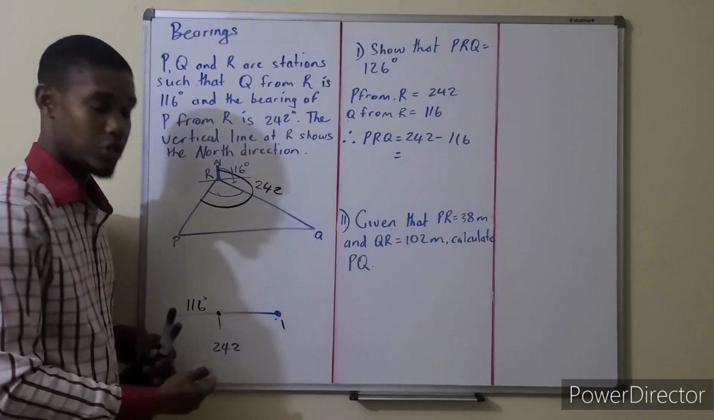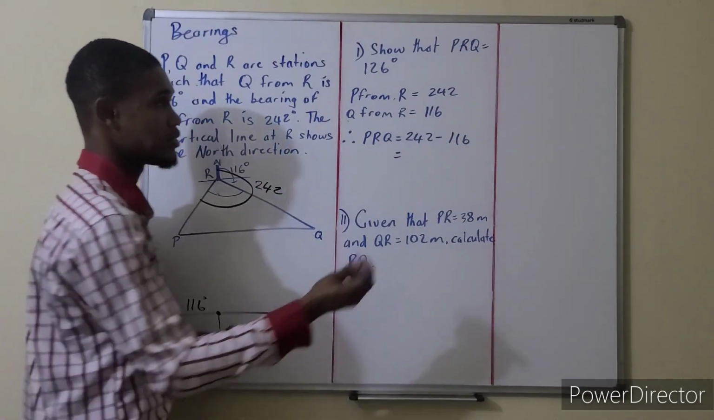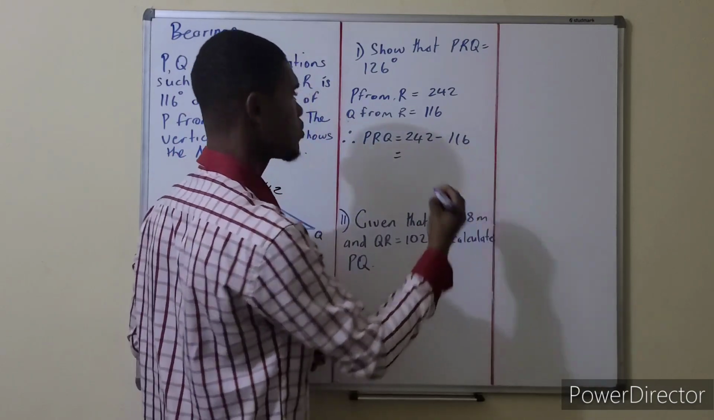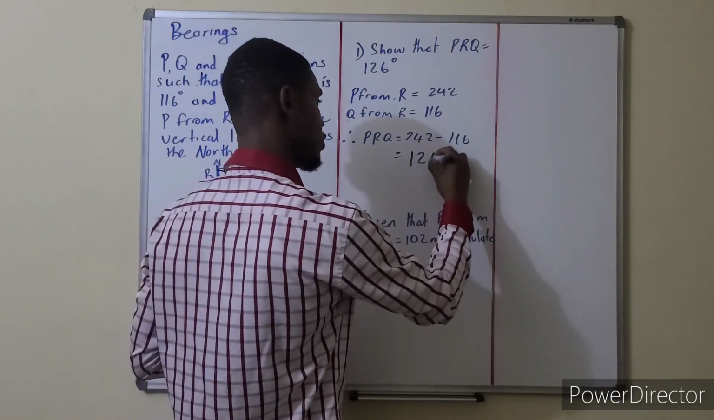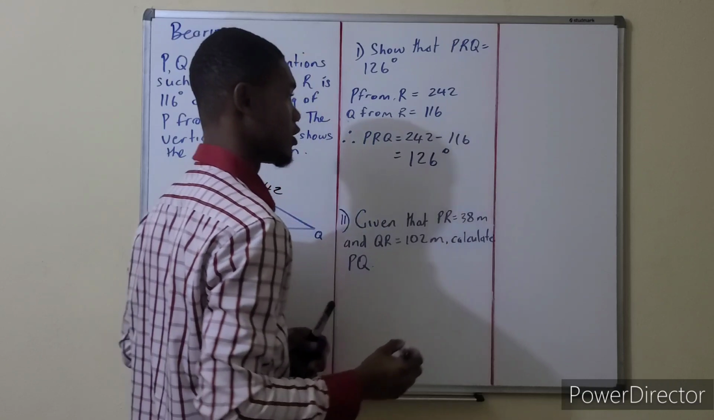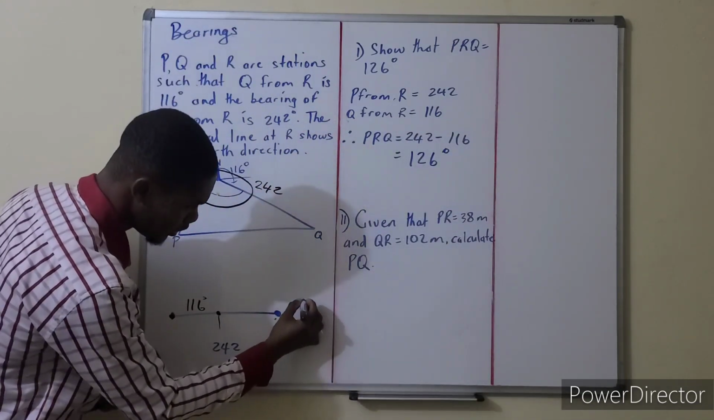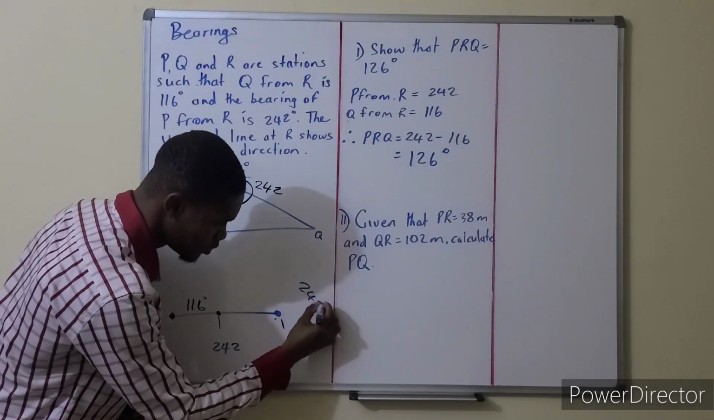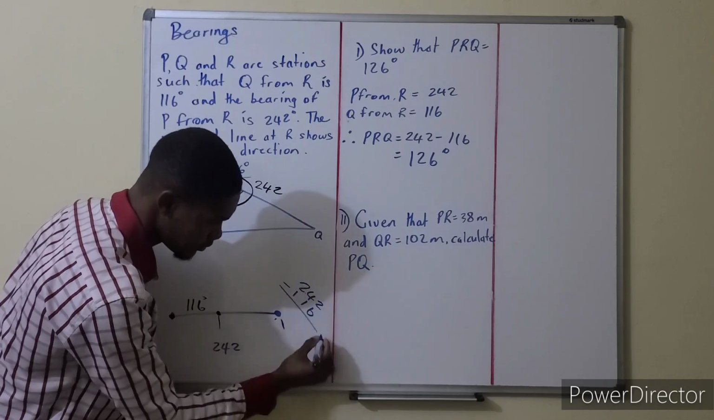So you simply subtract them. So 242 minus 116. You can set it out and you would get 126 degrees. So we can set it out way down here. So it will be 242 minus 116.